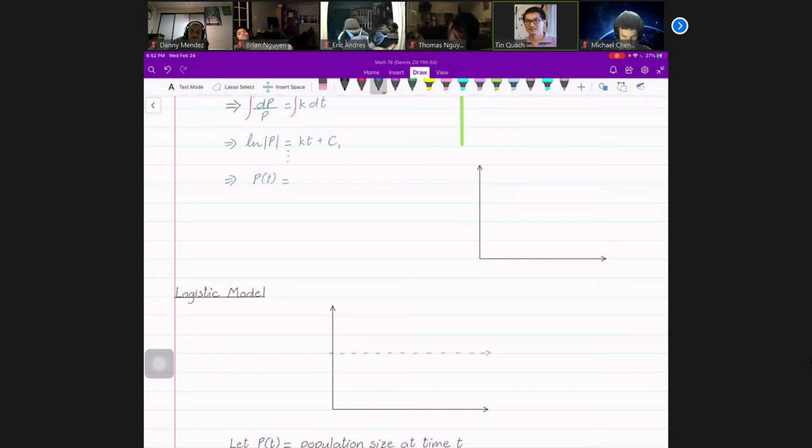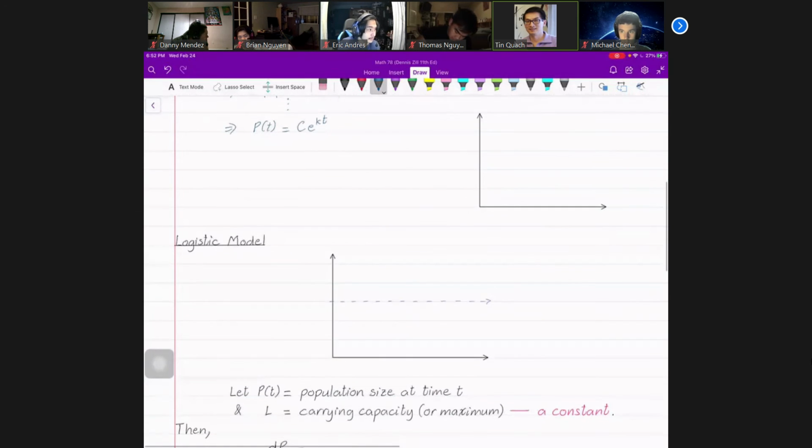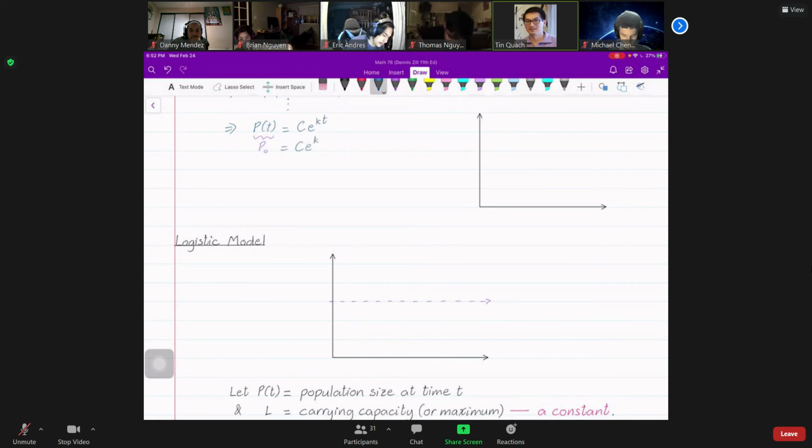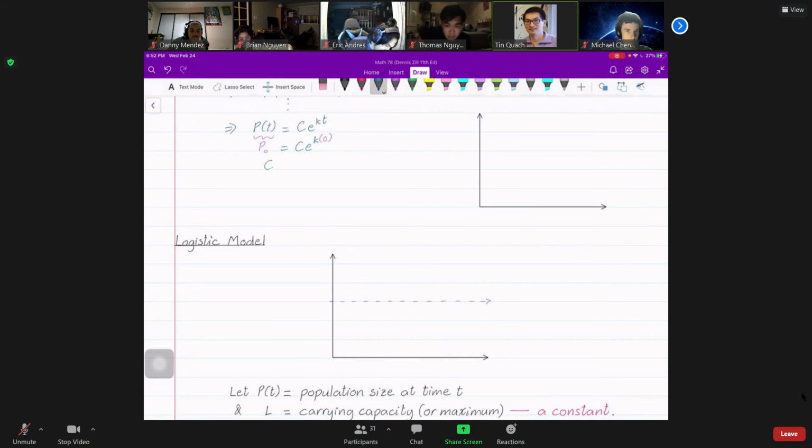So on the right side, you have c e to the kt. We did that already. Now you need to find out what c is. If you want to find out what k is, you need one more condition, but in this case, we have only one, so that only gives you the c. When t is 0, p equals p naught. So that gives you c equals p naught.